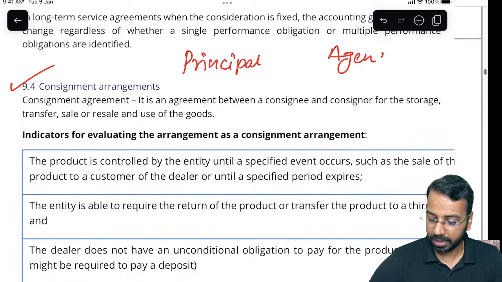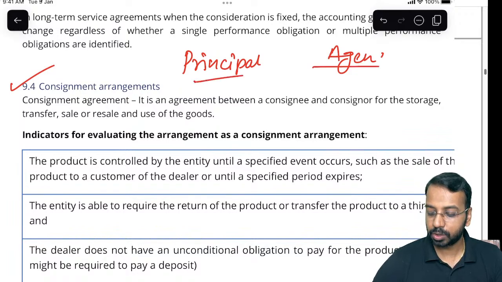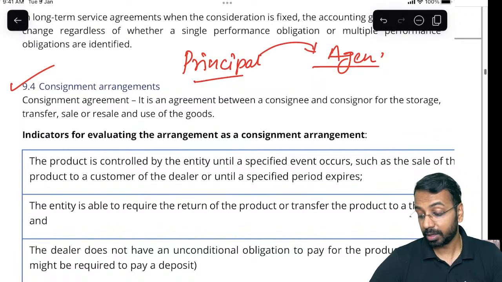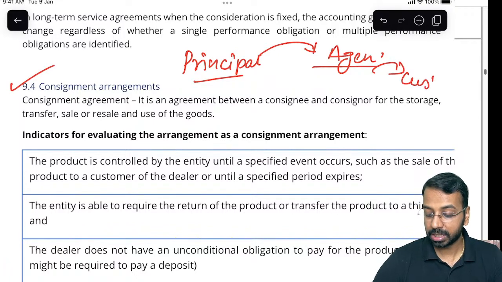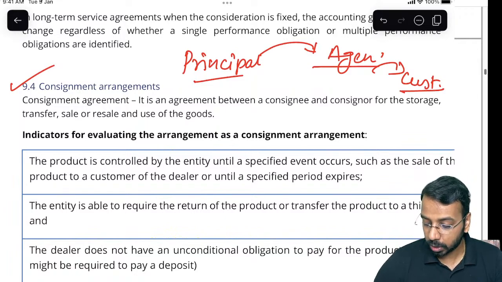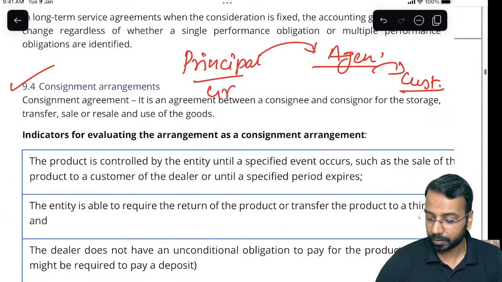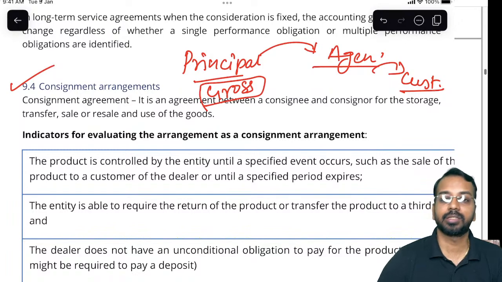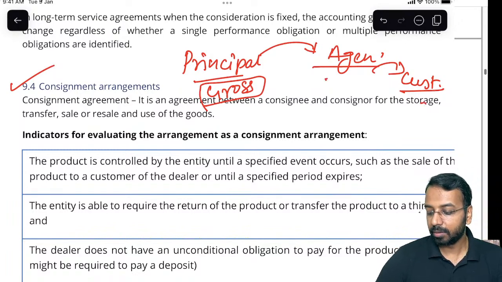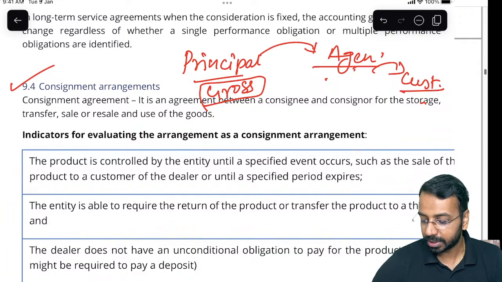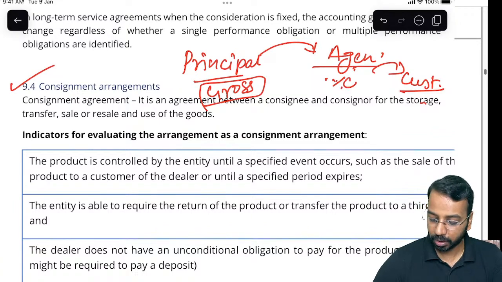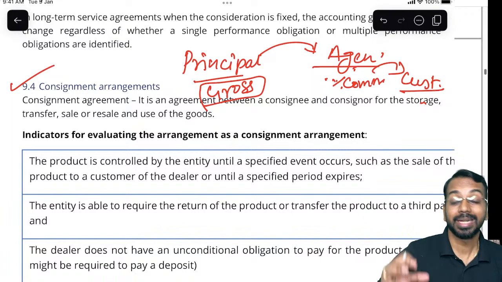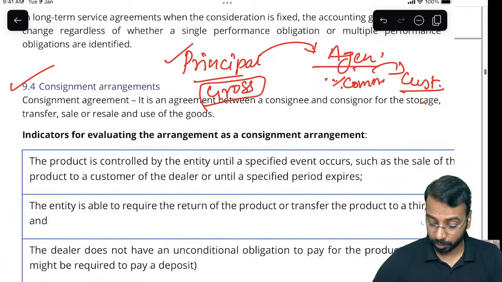Okay. Principal and agent is there. Principal consigns goods to the agent, control is not transferred. When the agent sells to the customer, then control is transferred. So principal will recognize gross revenue or total amount of revenue when the agent sells it to the end customer. And when the agent sells to the customer, he will recognize his percentage commission. Okay, because the principal controls the product till the time the agent sells the product.